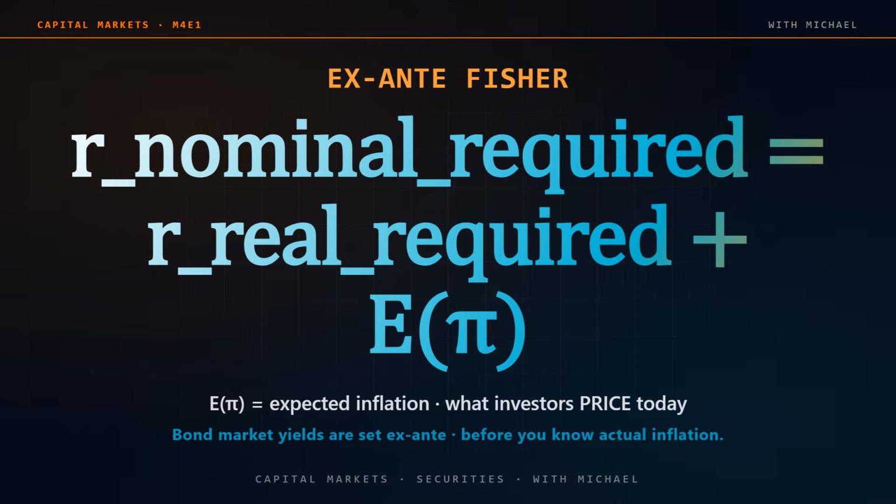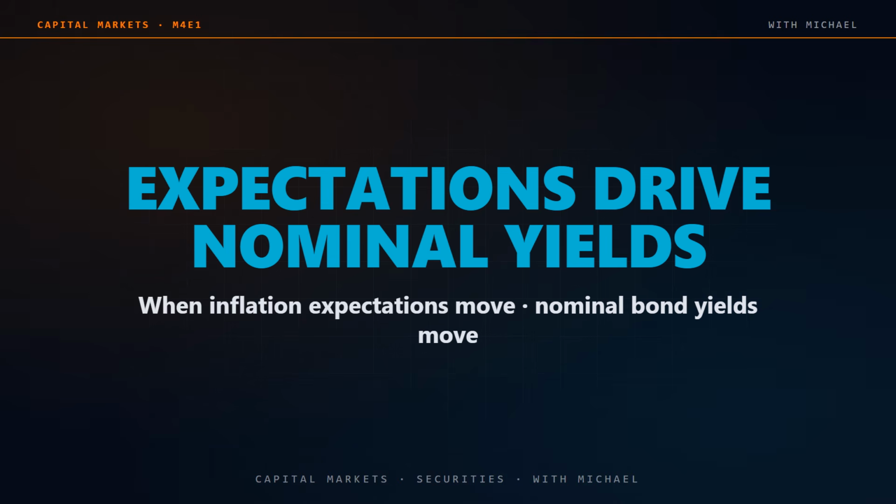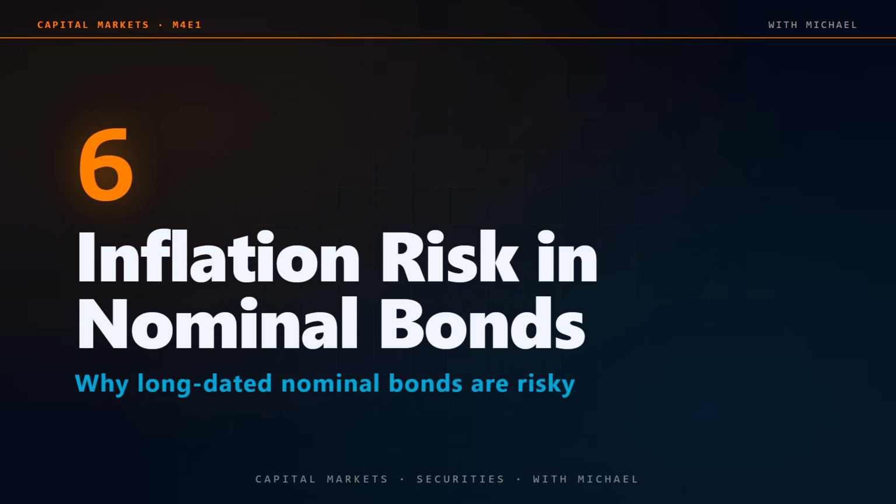Lenders demand compensation not for actual inflation, which they cannot know, but for expected inflation, which they can estimate. If expected inflation is 2%, a lender requiring a real return of 2% will charge a nominal rate of about 4%. This ex-ante version is what actually determines market interest rates. The bond market sets nominal yields by adding expected inflation to required real yields. When expectations change, yields change.